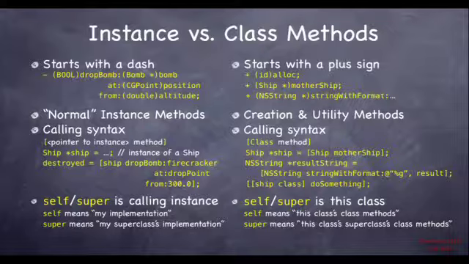In a class method, self means other class methods. So when you send a message to self inside a class method, you can only send class methods. There's no instance. Self is not an instance. It's just the class. And super, same thing. You're sending a class method, but starting with your superclass's implementation. Question?